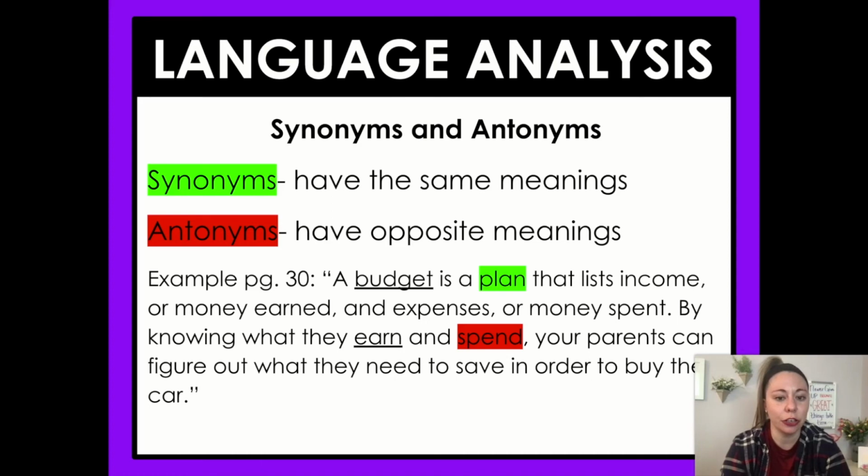By knowing what they earn and spend, earn and spend. Earn is money that you bring in, spend is money that's going out, right? So those are antonyms. That's why I highlighted the word spend in red, because it's an antonym of earned. Your parents can figure out what they need to save in order to buy the car. So we can always remember synonyms mean the same, antonyms are the opposite.